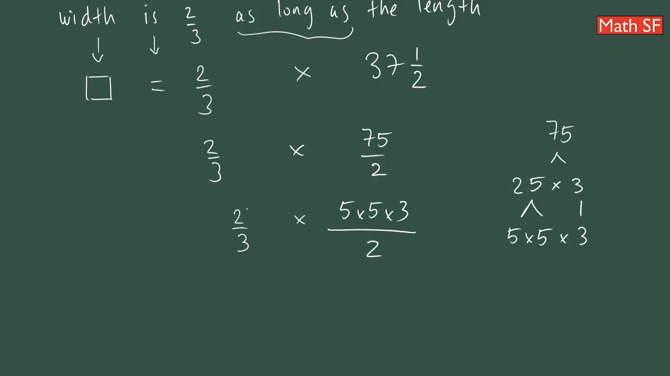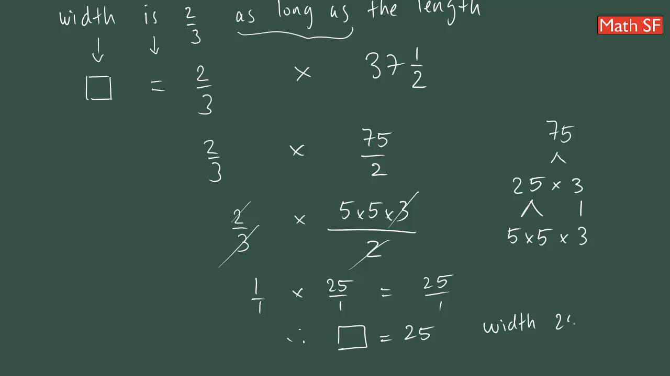Let's see if we can cancel something. Oh, this 2 goes away, this 3 goes away. What are we left with? 1 over 1 times 25 over 1. If you multiply, that will be 25 over 1. Therefore, the missing number will be equal to 25. And the missing number was the width. So the width is 25 feet.